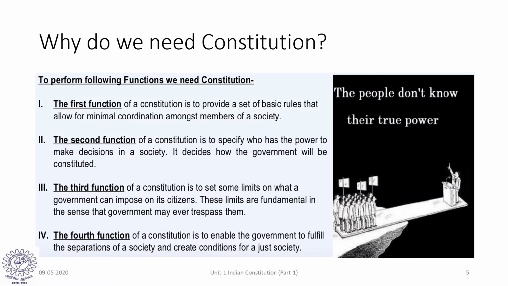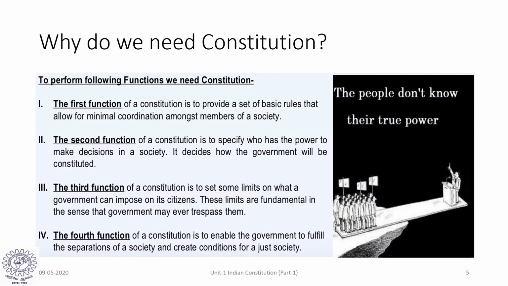Why do we need Constitution? We are in need of Constitution to perform the following functions. The first function of Constitution is to provide a set of basic rules that allows for minimal coordination among members of a society. The second function of a Constitution is to specify who has the power to make decisions in a society. It decides how the government will be constituted.